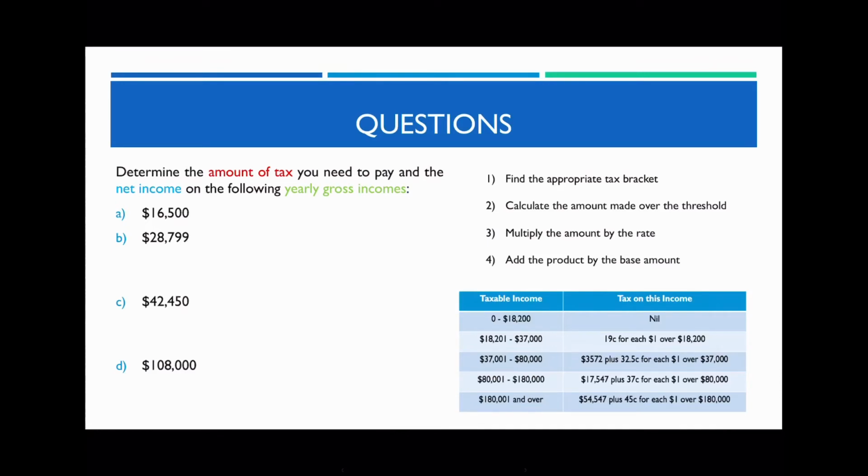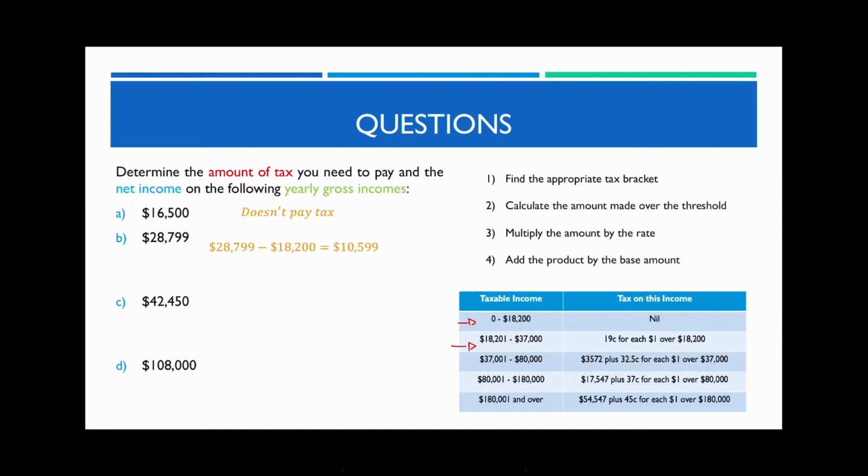So firstly, for the first example over here, 16,500. Well, this falls under the first tax bracket, and in this tax bracket you don't actually need to pay tax at all. So you don't pay taxes. That is how you should answer the first question. Second question is $28,799. So therefore, you fall under this tax bracket over here.